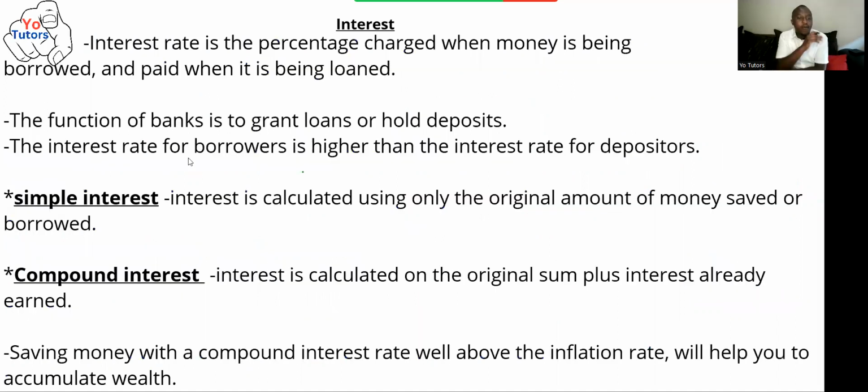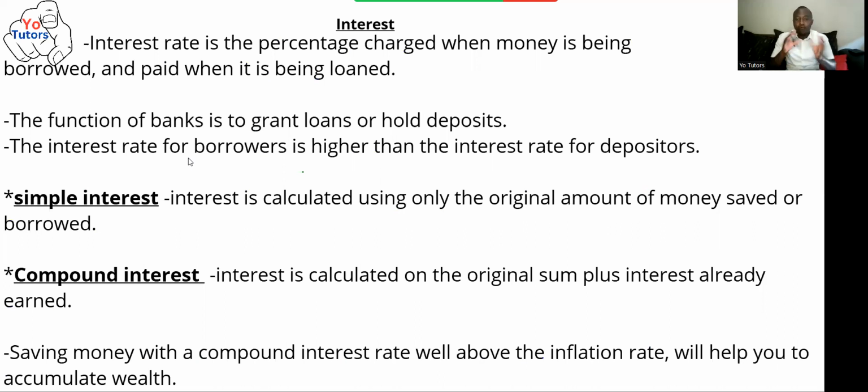Now let's start with interest. Interest is a percentage that is either charged on money borrowed or earned on money that is invested. If you borrow money, you're going to pay back with an interest rate, a certain amount above that. If you invest money, you gain some more money, and what you get is called interest. This works with an interest rate, which is a percentage.